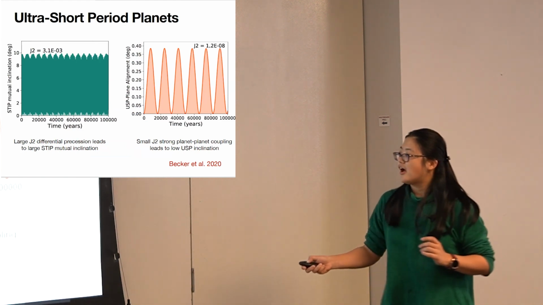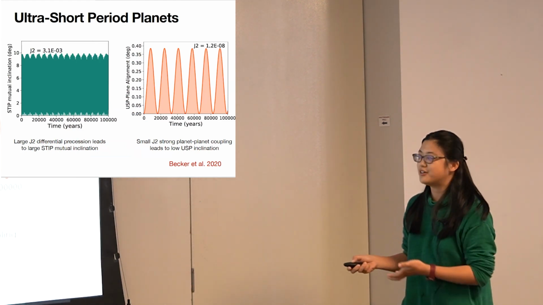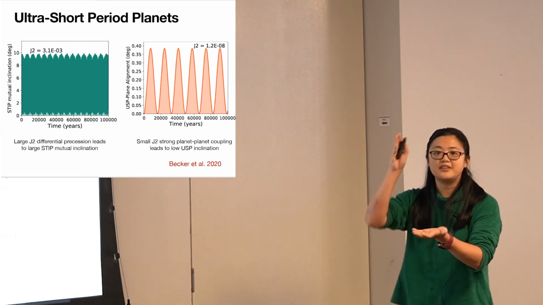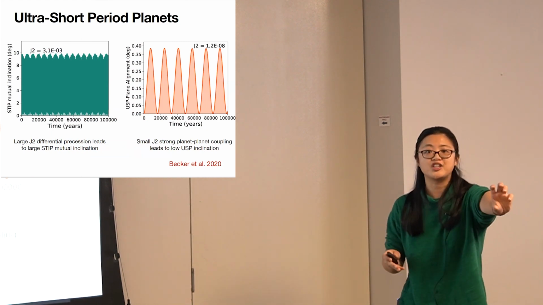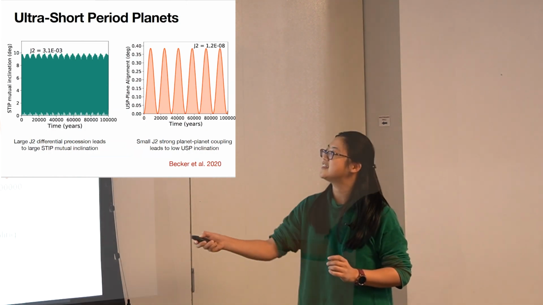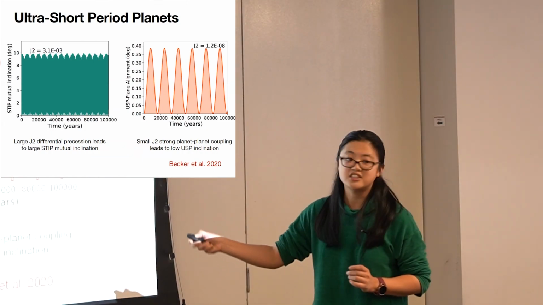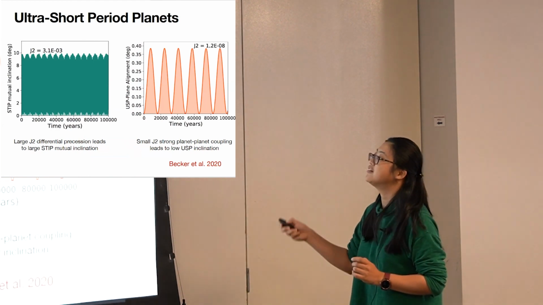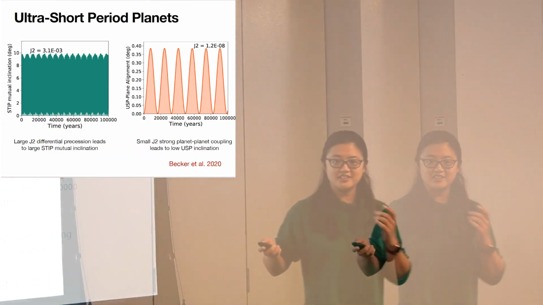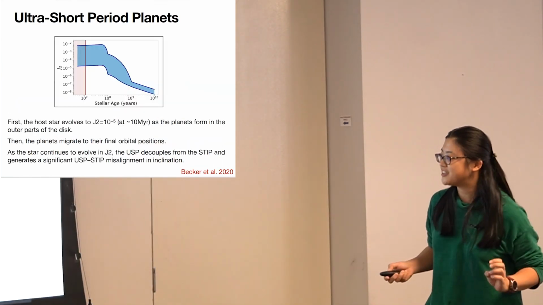However, if the J2 of the host star is very small, this planet-planet coupling will be very strong and will damp the mutual inclination of the ultra-short period planet with its companion. So in these two cases, with a very large rotation of the host star and a very small rotation of the host star, neither agrees with the observed architecture of the planetary system. So it studies this in detail.